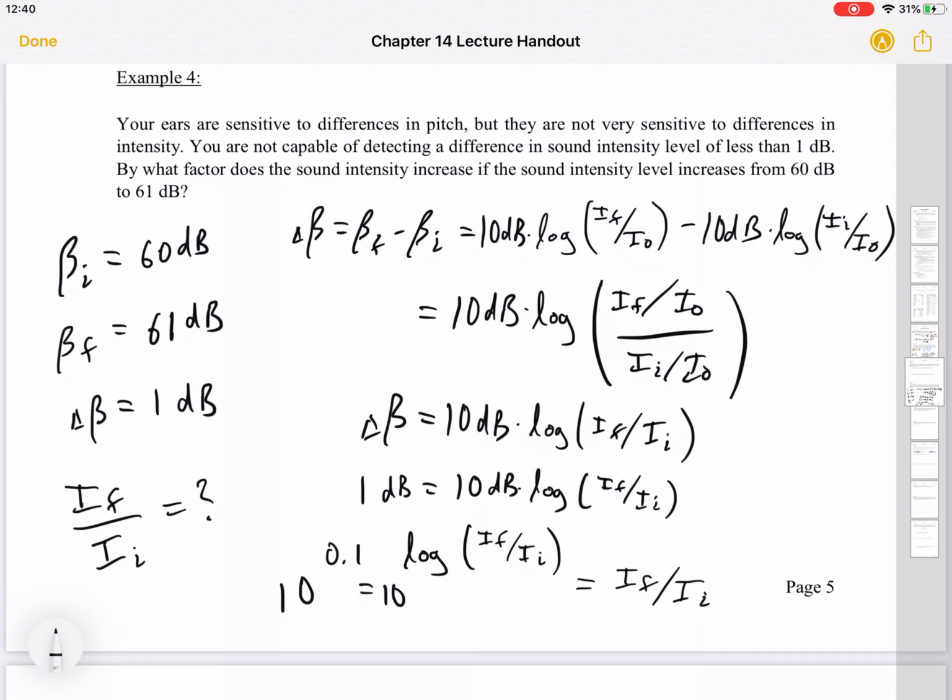All right. So here it is then. It's 10 raised to the 0.1, and what you get is 1.26. Okay. So an increase of 1 decibel is an increase in intensity of 1.26 times. Okay, so we'll play with sound level and sound intensity more in the future.